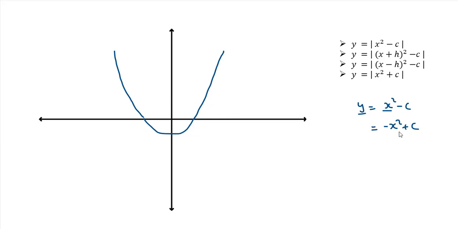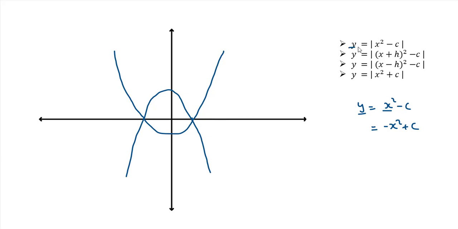If we plot the second graph, which is y equal to minus x square plus c, it is symmetric about the y-axis. Now because of this minus sign, it will be opening downward and shifted c unit upward. So this will look like this. This is how your second graph will look.